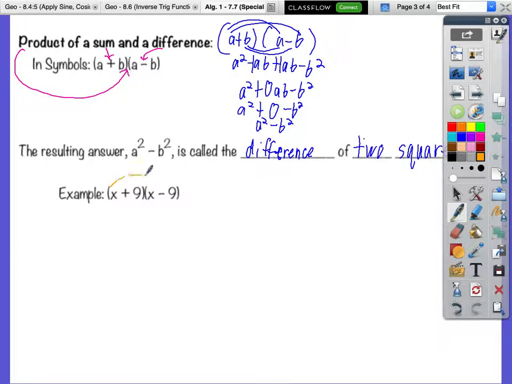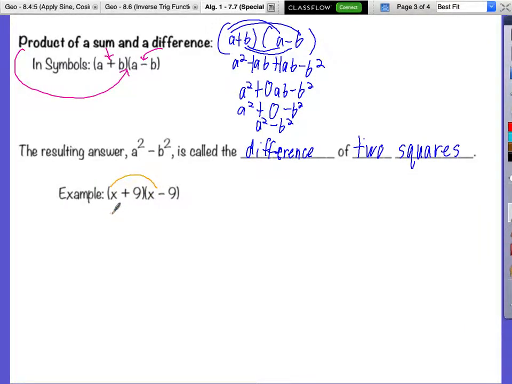So here we would FOIL again. x times x is x squared. First of all, do we have the same kind of setup as we did on that first one? We have the same x and 9 inside the parentheses, except for different signs. One's plus and one's minus. So x times x is x squared, x times negative 9 is negative 9x. Then we do our insides, 9 times x is 9x, 9 times negative 9 is negative 81.